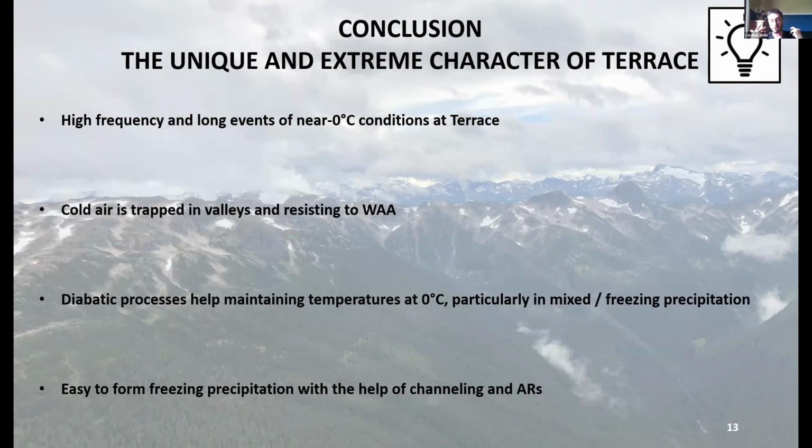Basically, the factors that control these are very high precipitation levels, freezing precipitation, and cold air that is trapped in the valleys and that can resist warm air advection due to the channeling in the valleys. It's a combination of atmospheric rivers, freezing precipitation, and wind channeling that makes freezing precipitation and long near zero conditions possible in the area.